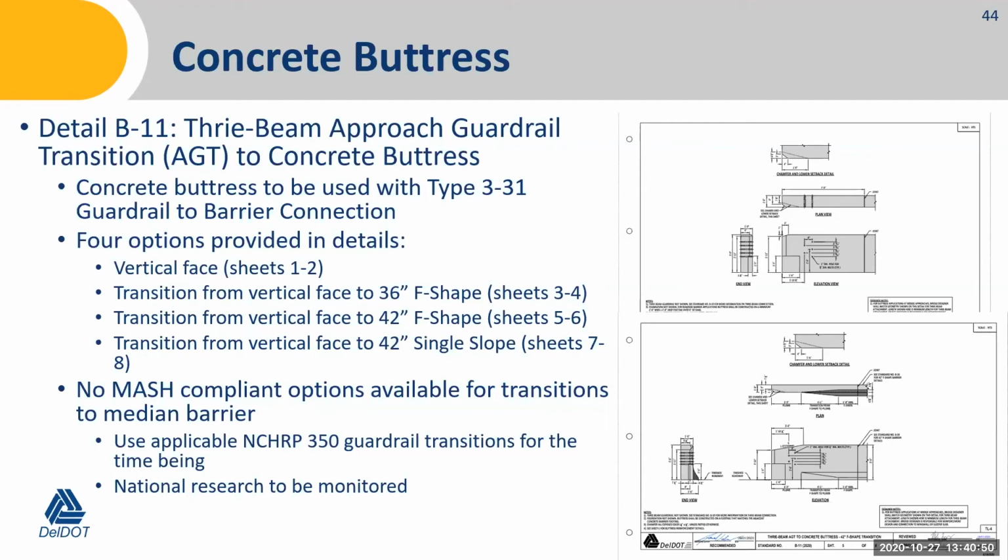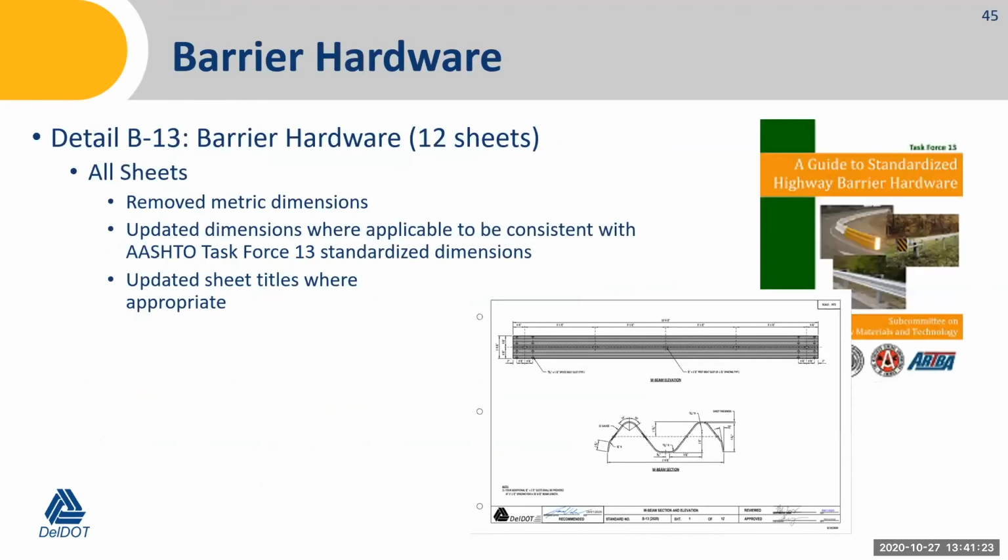One thing to note is your details for those, but you'll have to do some research to find the appropriate detail. There's a push nationally now to get this type of system, a MASH tested system for transitions, but one's not available yet. You cannot use the 331 in a median situation.